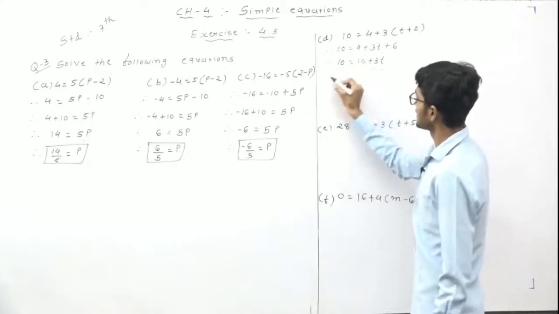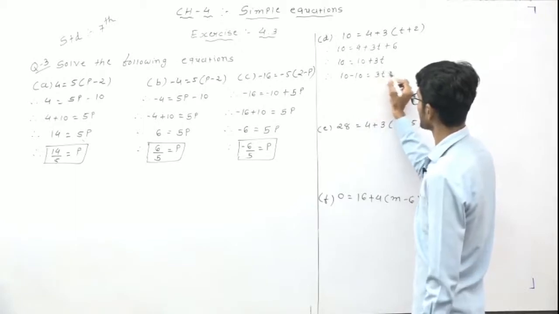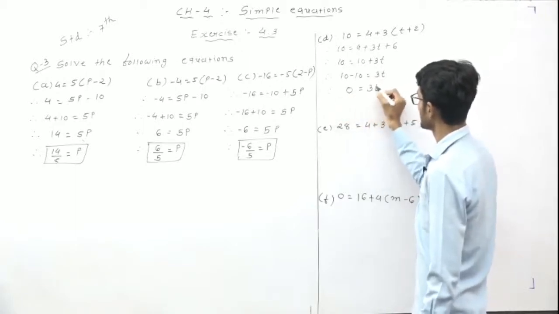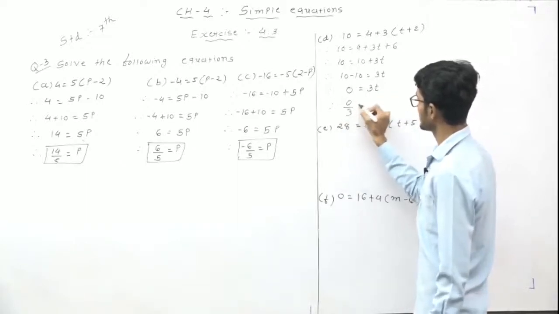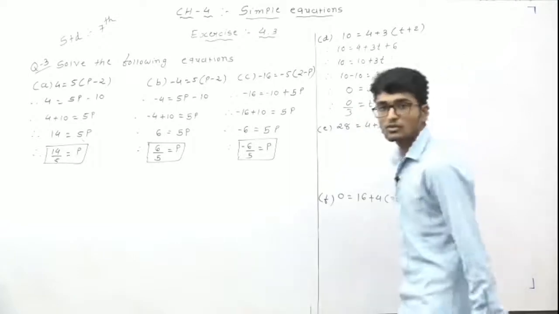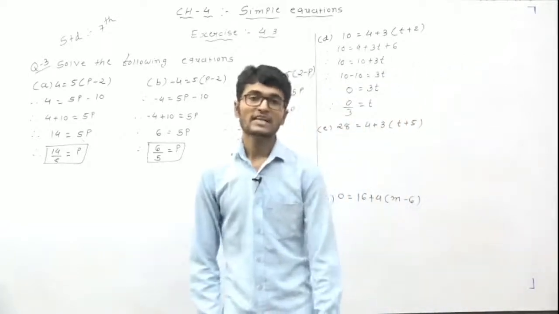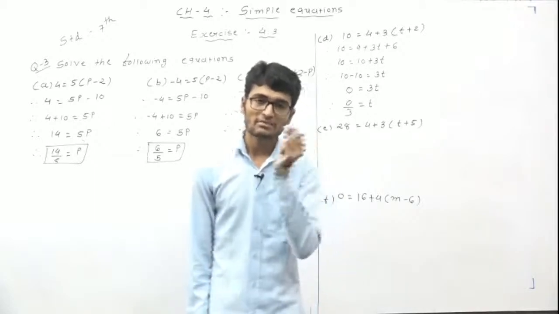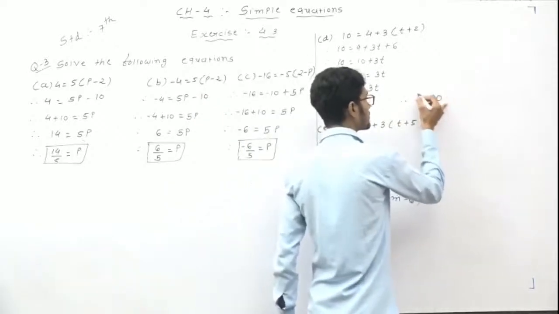Now 10 on this side, so the 10 moves to this side, minus 10, is equal to 3t. So 10 minus 10 means 0 is equal to 3t. Now 3 is multiplied on this side, so 0 divided by 3 is equal to t. Many times students write 3 for 0 divided by 3, but 0 divided by 3 means 0, so the t value is equal to 0.